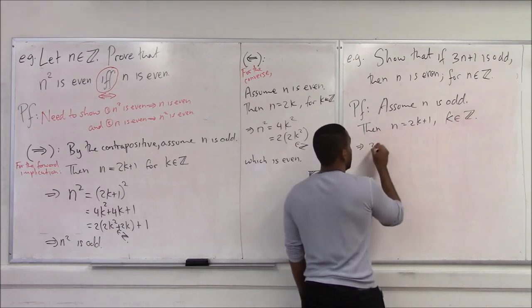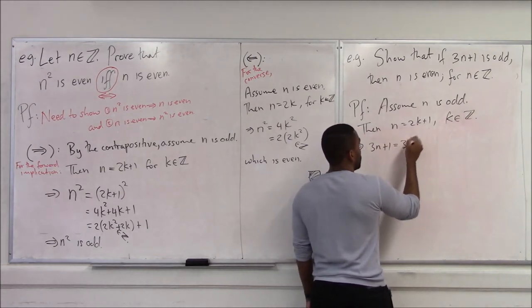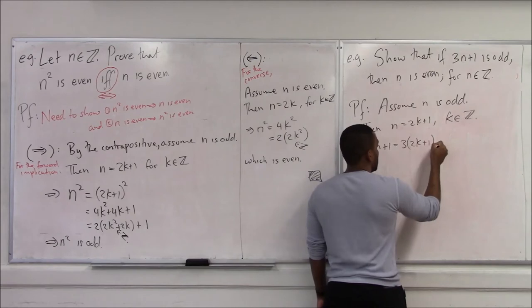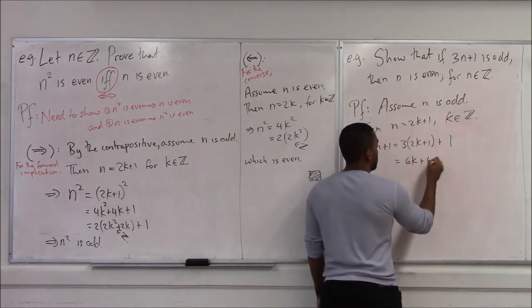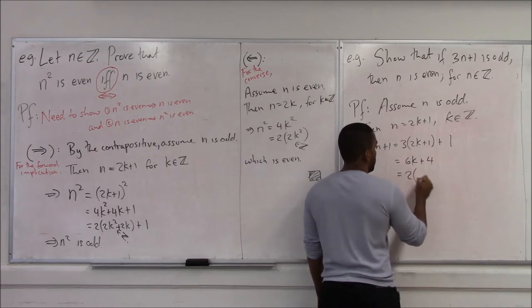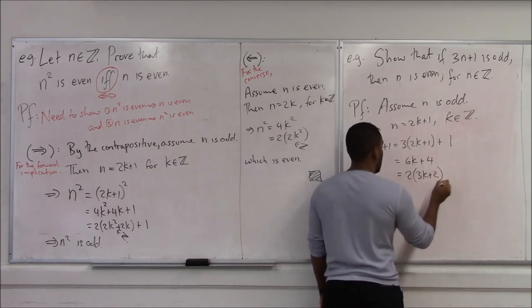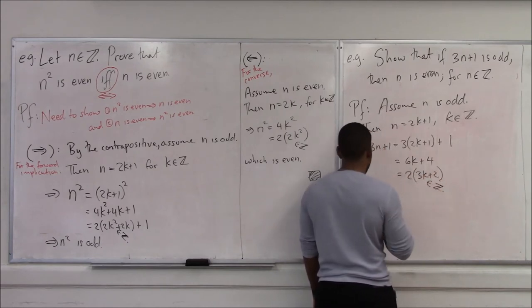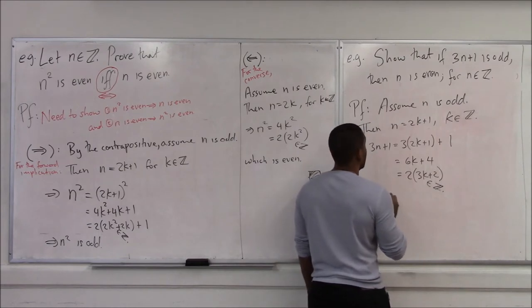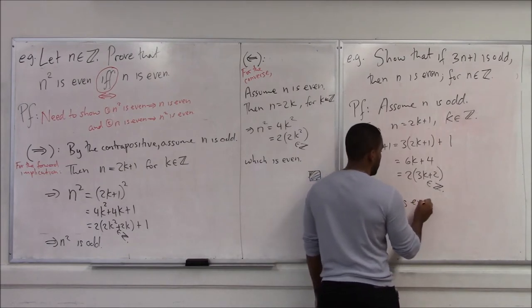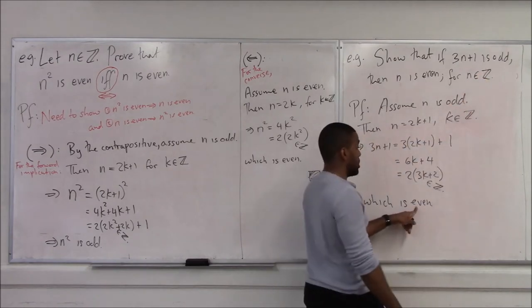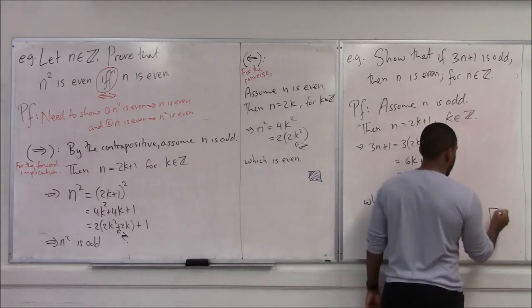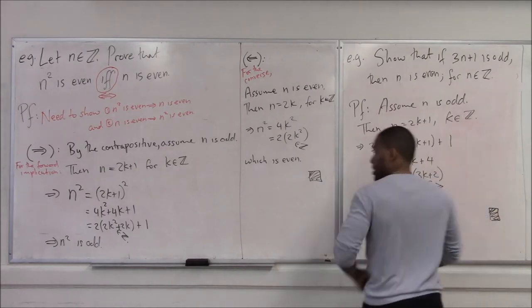This means that 3n plus 1 must be equal to 3 times (2k plus 1), plus 1. This would mean that it's 6k plus 4, which is 2 times (3k plus 2), and that's an integer, which is even. That's the negation of what the original statement says, since the statement said it was odd, and so that's a proof. Not so bad. Okay.